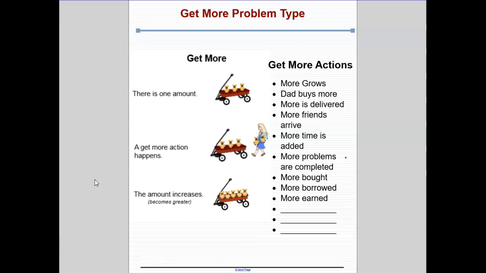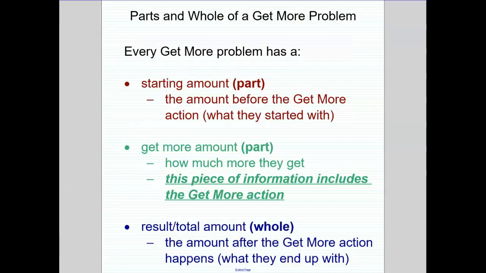Wonderful. What did you think of? Wonderful. Okay, so you guys know every get more problem has three parts. Get out your math problem solving hands to act this out with me. There's a starting amount. The start amount is the amount that you have before the get more action happens, what the person or group started with. There's a get more amount, how much more they got. This piece is easy to identify because it's always in the get more action.